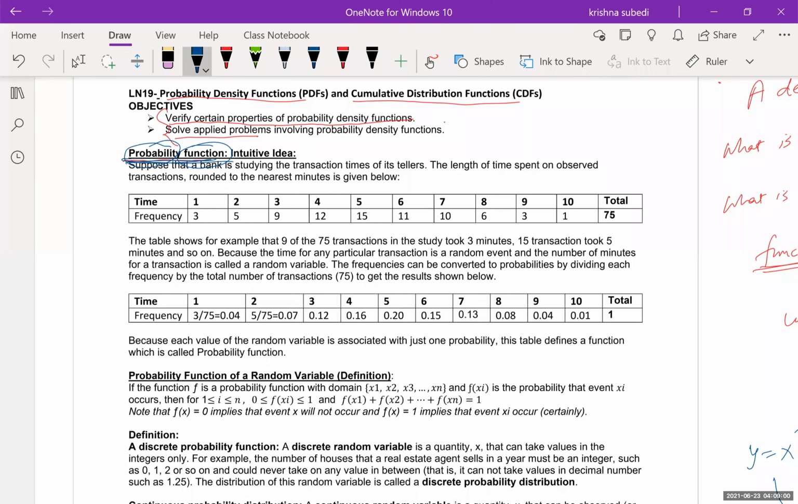Now let us look at one simple example. Suppose that a bank is studying the transaction times of its tellers. The length of time spent on observed transactions, rounded to the nearest minute, is given below. What it means is that there are 3 transactions which were completed within approximately 1 minute in the bank. There are 5 transactions which took approximately 2 minutes each.